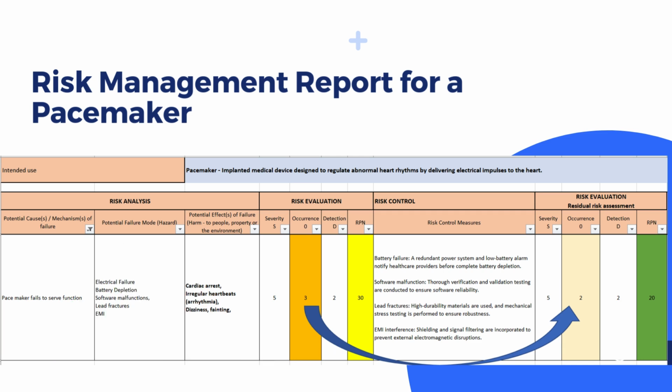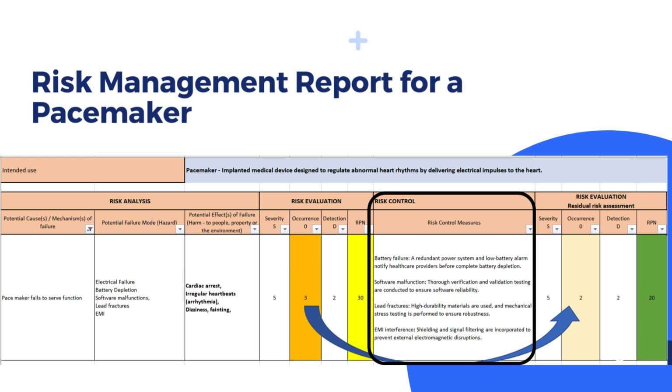5. Risk control measures and residual risk assessment. Once we identify high-risk scenarios, we introduce risk control measures to reduce the likelihood or impact of harm. Examples for a pacemaker include, for battery depletion, adding a redundant battery system and a low battery alarm to warn users. For software failure, conducting rigorous verification and validation testing and implementing real-time monitoring algorithms. For lead fractures, using high durability materials and performing mechanical stress testing.